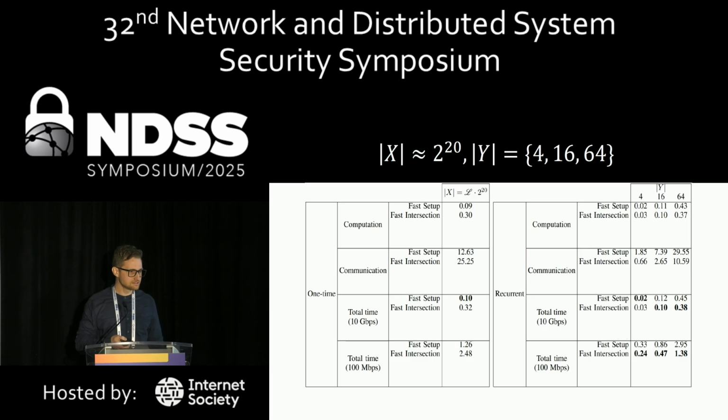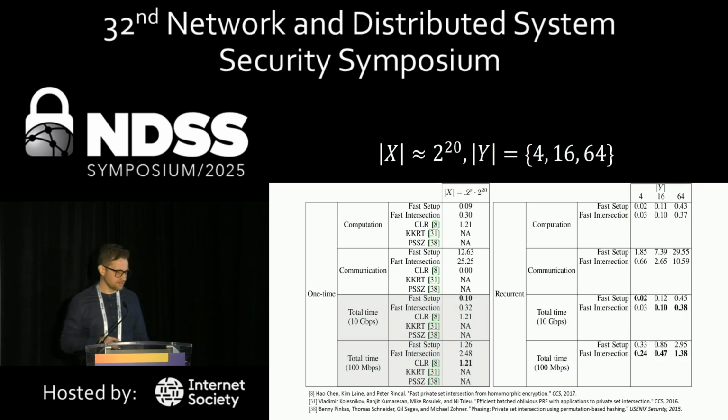So in this case, on fast networks, 10 gigabits, our setup does the one-time cost. Our protocol does the one-time cost from 0.1 to 0.3 seconds, and in slower networks, it's from 1.2 to 2.5. And when we go to the recurrent cost, so every time you do a new set intersection, we get as low as 20 to 30 milliseconds for very small set sizes. And in slower networks, we get from 0.2 to 0.3 seconds to do the same intersection.